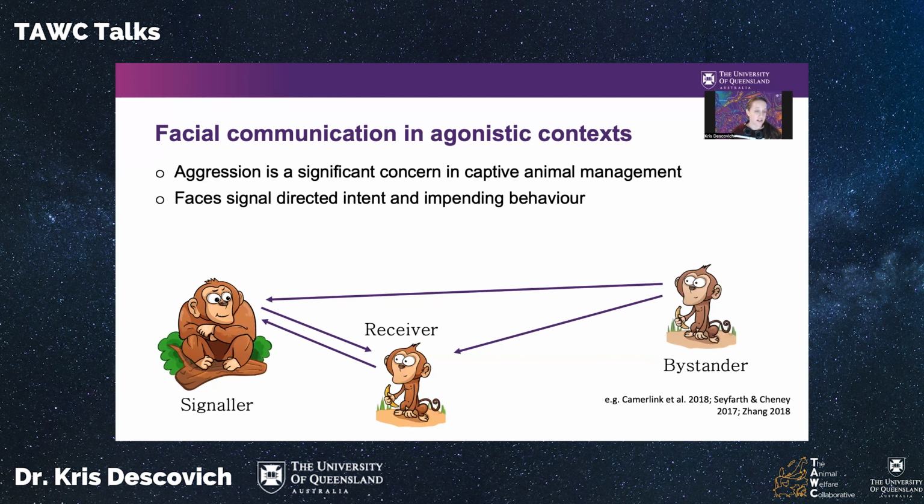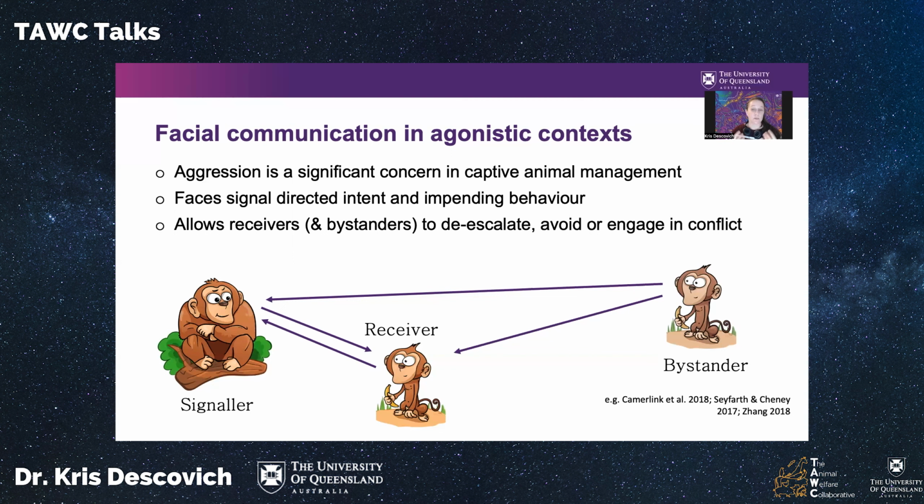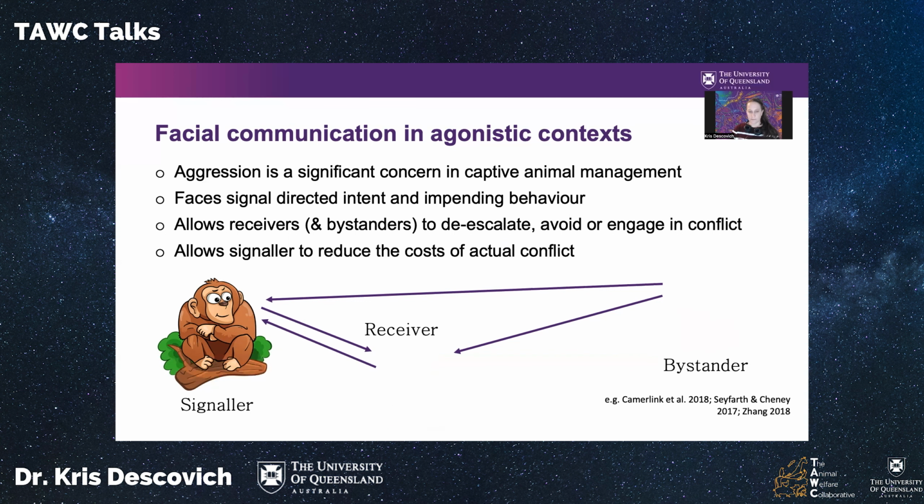So facial expressions signal intent and impending behaviour. They allow us to predict what might happen next. And this in turn allows receivers and bystanders to de-escalate, avoid, or engage in conflict. This, of course, all helps to reduce the cost of actual conflict, because actual aggression has a risk of injury, even death. And by making these cues, that can help us reduce actual conflict.